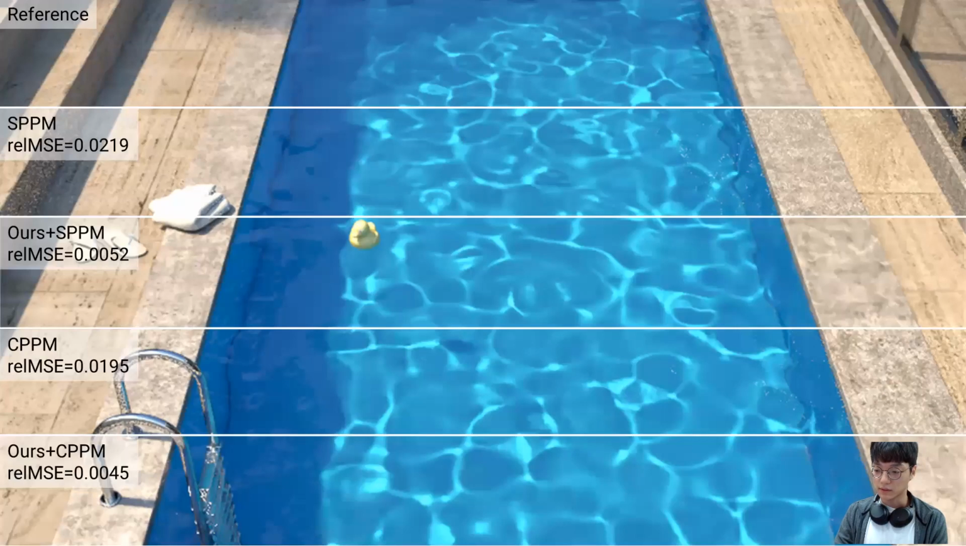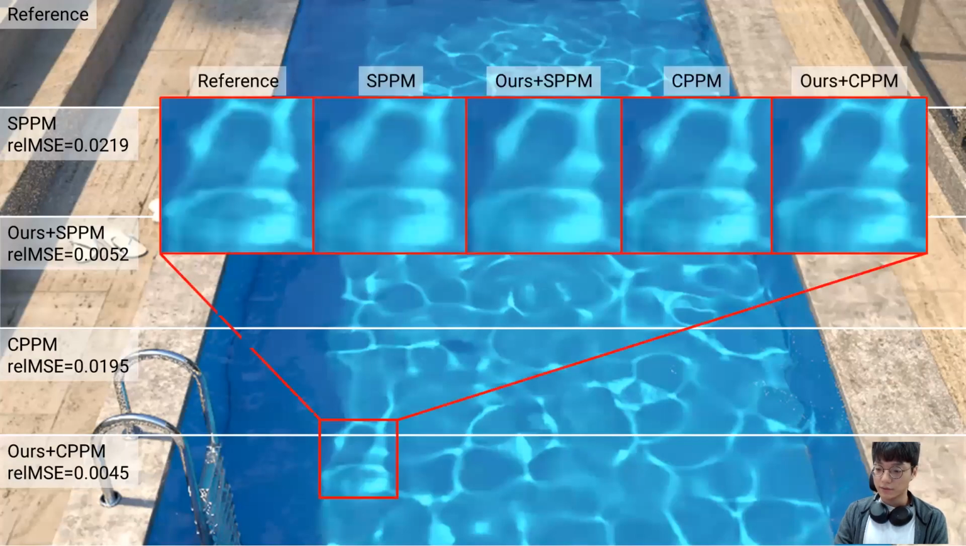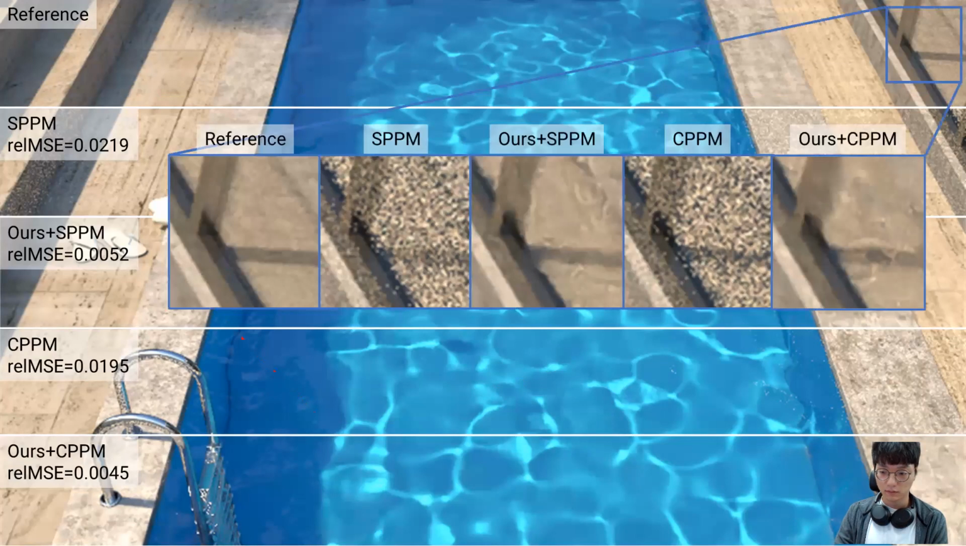Here is the pool scene containing glossy brown at the sides and a pool with caustics at the center. In the results, our method makes the edge of the caustic sharper and removes noise in the caustics. At the glossy surfaces, our method removes noise and recovers the shadows.